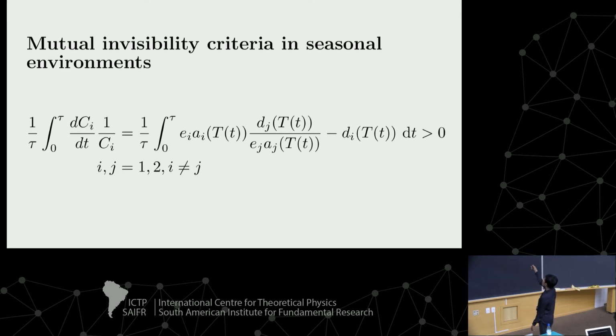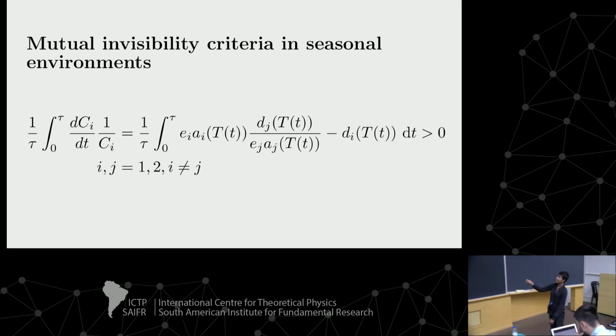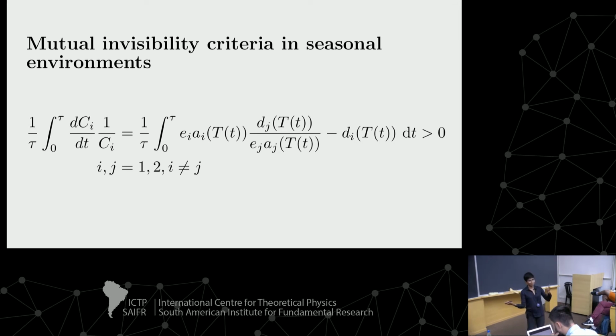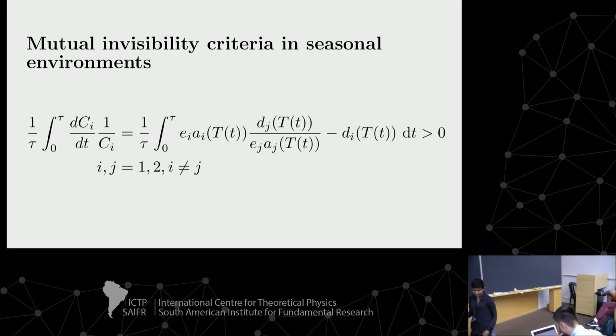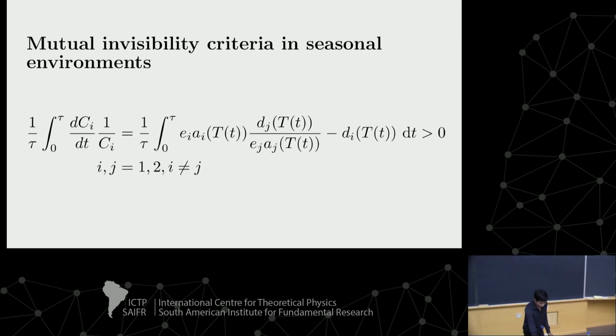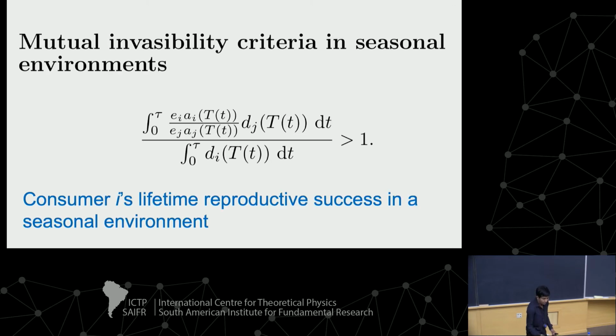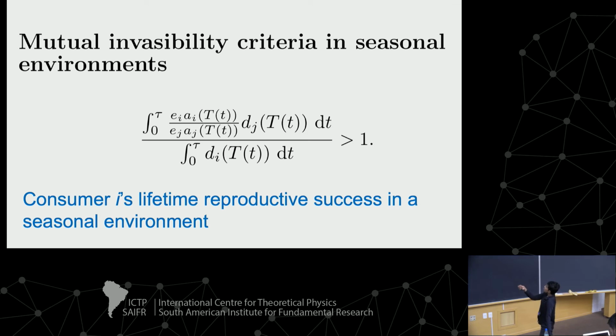So that is our invasion criterion. In fact, it is the mutual invasibility criteria, where I is either species 1 or species 2, you can take your pick. Now, we can do a little algebra and move these integrals around to rewrite the mutual invasibility criteria this way.